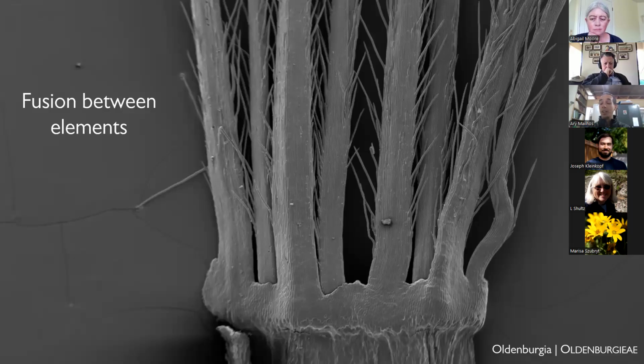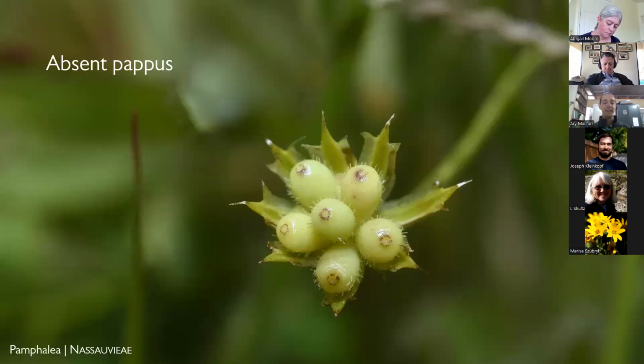Also, Pappus elements may be fused between each other, or they may be free. And that is also another characteristic we can use to describe the Pappus in general, right? And well, finally, I have to mention that obviously many composites lack a Pappus completely. There are some tribes that are characterized by this. For instance, many Anthemideae don't have a Pappus, the Calenduleae, for example, and some others. And then some specific genera within other tribes that typically have a Pappus suddenly lack a Pappus, like this Pamphalea in the Nassauvieae.